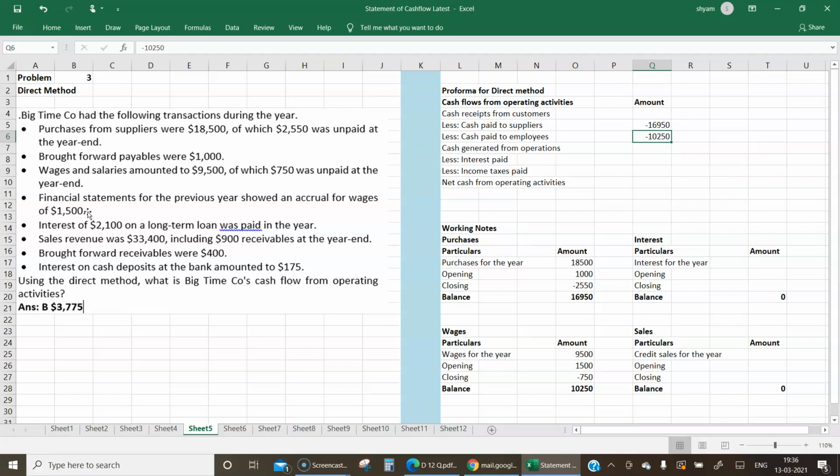The next one is interest. Interest which is paid on a long-term loan is minus 2,100. It's a cash outflow. Income tax paid is not given.